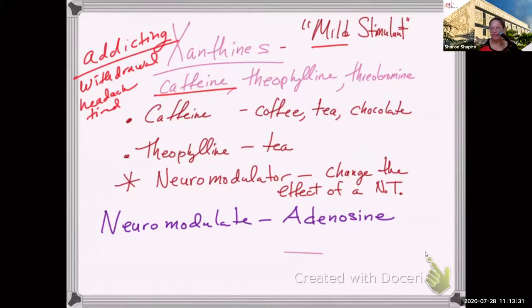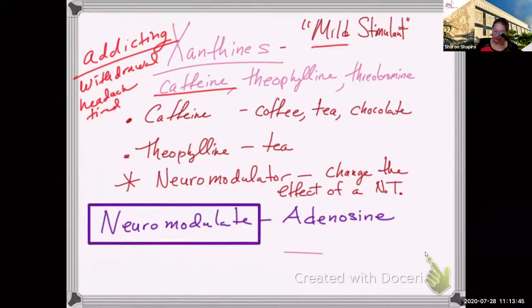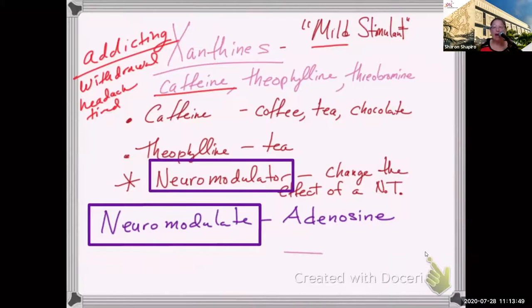Now, the xanthines, they're different. Up until now, all the drugs we've looked at, they all mimic or act like a neurotransmitter. The xanthines are different. They're what we call neuromodulators. A neuromodulator is a molecule that changes the behavior of a neurotransmitter.